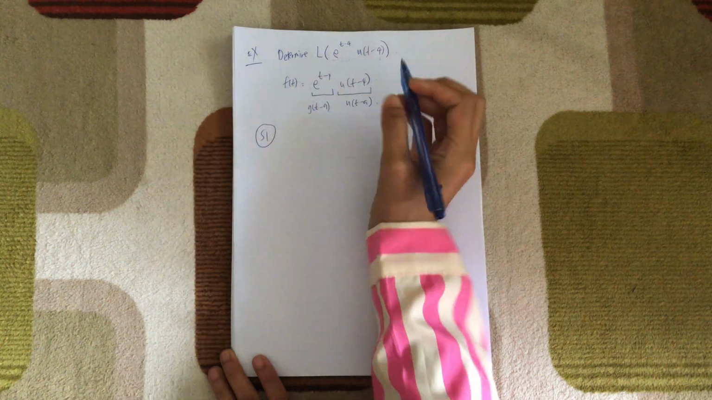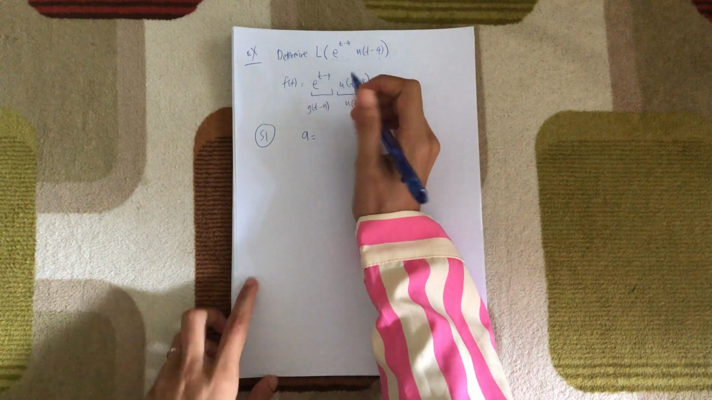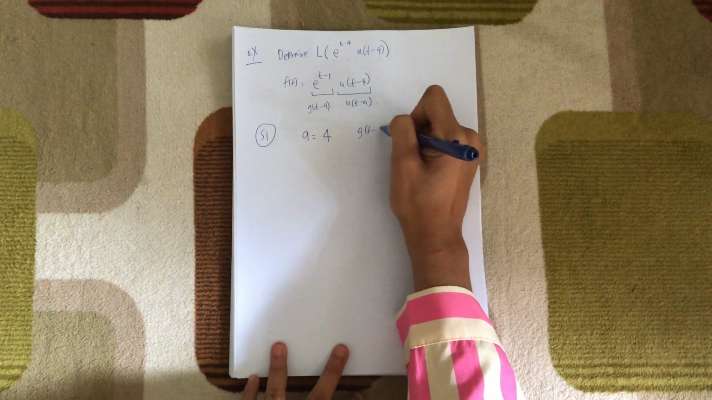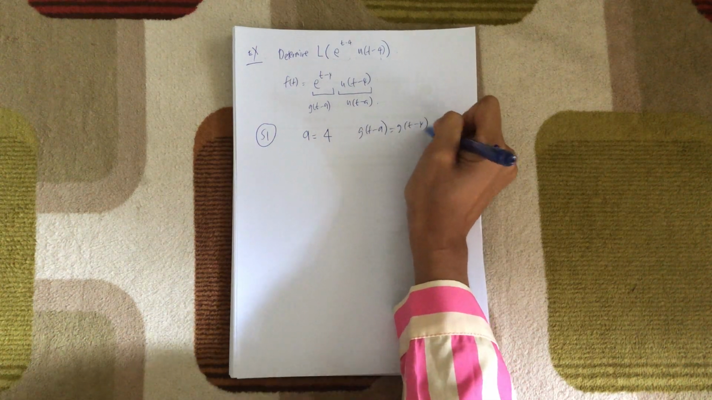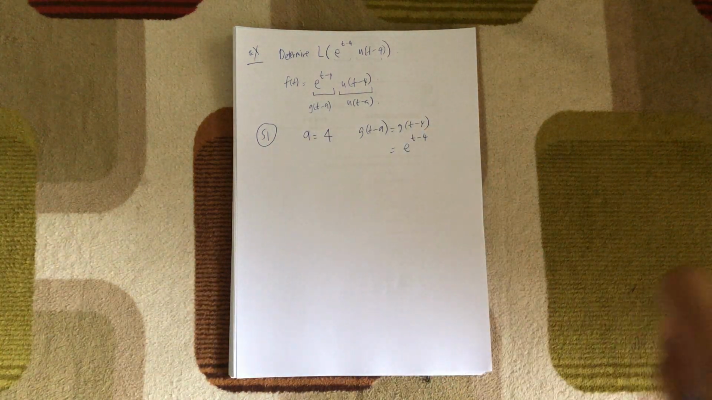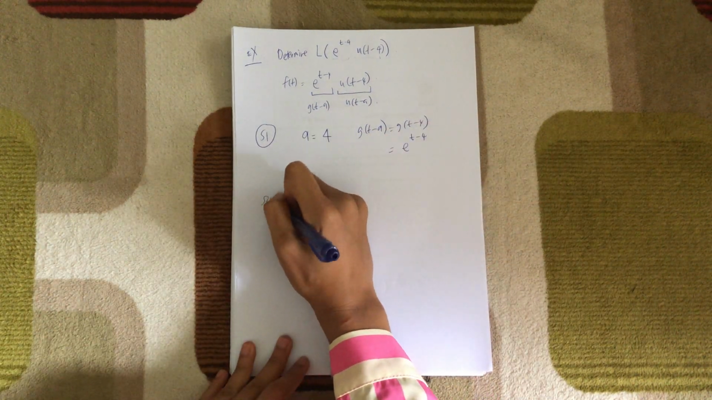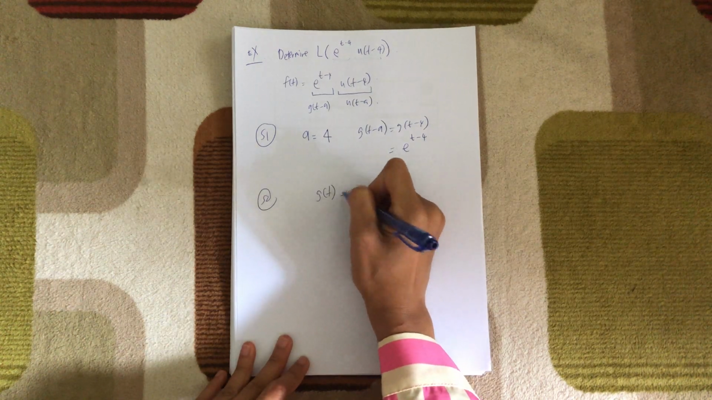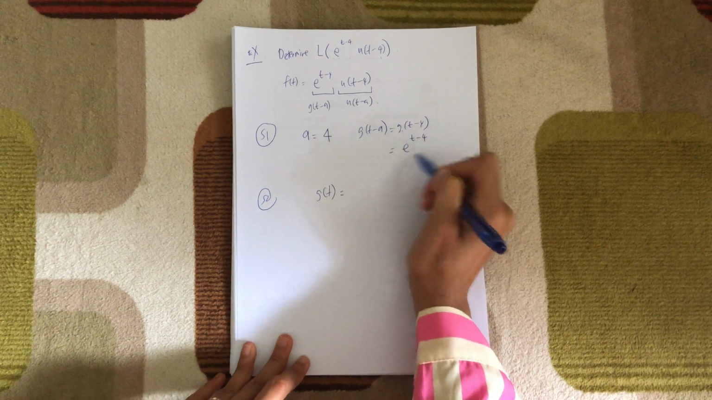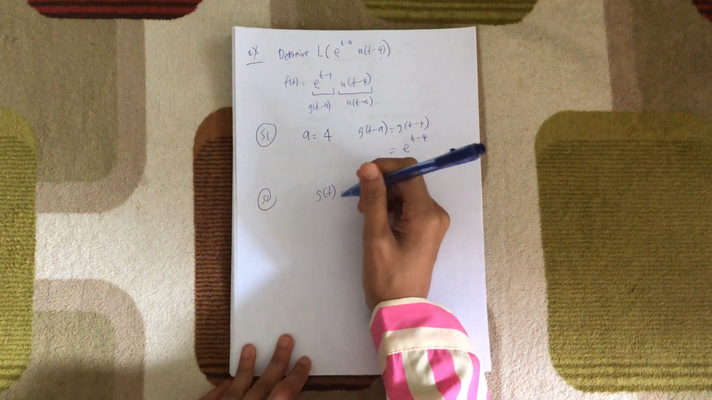Okay, so the first one, step 1 is to determine your a. What is your a here? So your a here is 4, and what is your g(t-a)? Is e^(t-4). Okay, step number 2, you need to find out your g(t). So here g(t-4) is e^(t-4), so it means that your g(t) is e to the power of t.